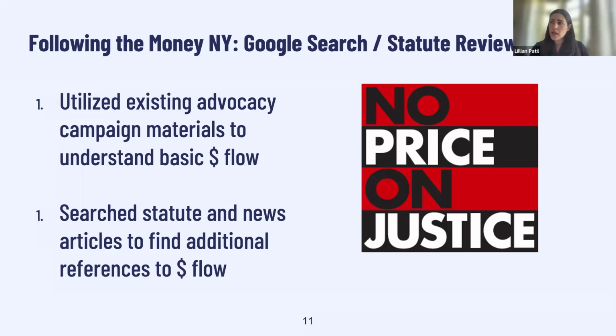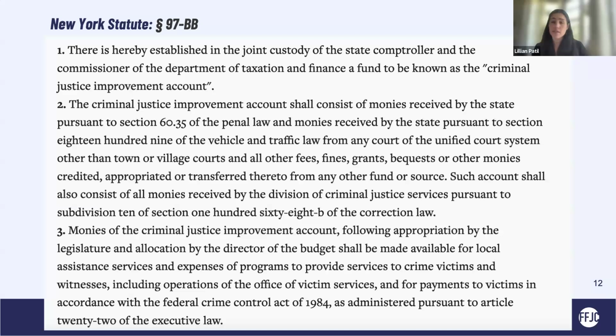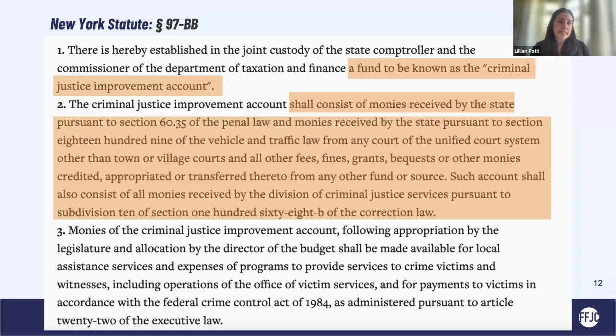So I'm going to show you one of the pieces of statute that I looked at. This is the piece, as you can see in Section 1 of New York Code, that sets up the Criminal Justice Improvement Account Fund specifically to hold court fees revenue that comes into the state of New York. And so the second section here tells me all of the different kinds of money that are allowed to come into this special fund. And so you see Section 60.35 of the penal law. And then down below, you see Section 168B of the corrections law.